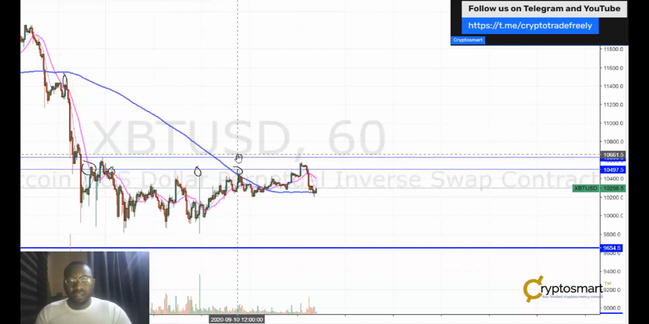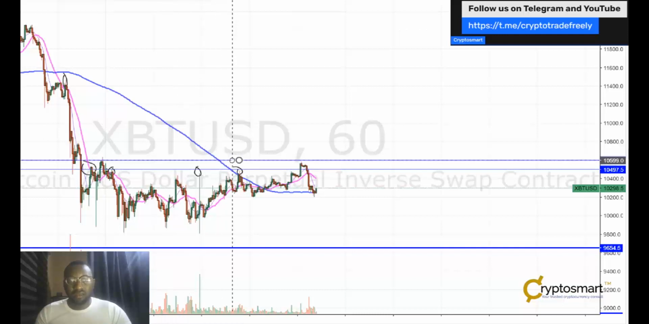but it is not really a strong resistance like that. This resistance is stronger than this one. The next resistance we have around Bitcoin is around 10,007. At 10,007 we have another resistance.